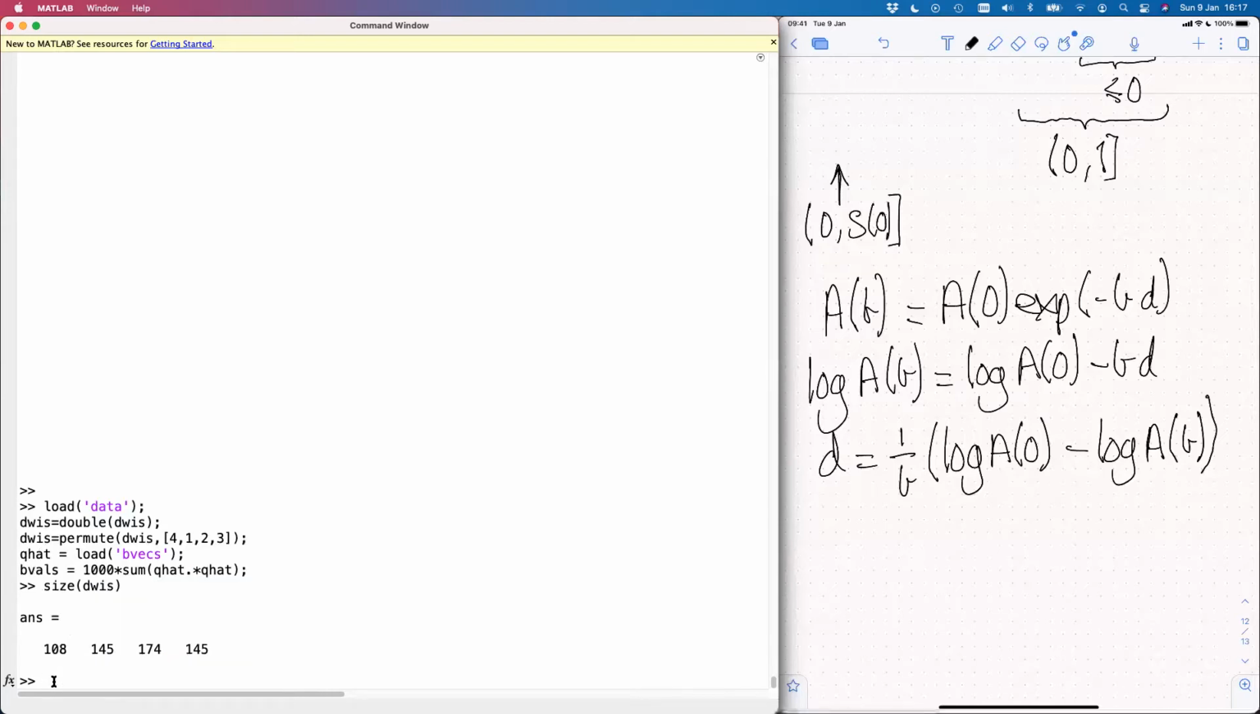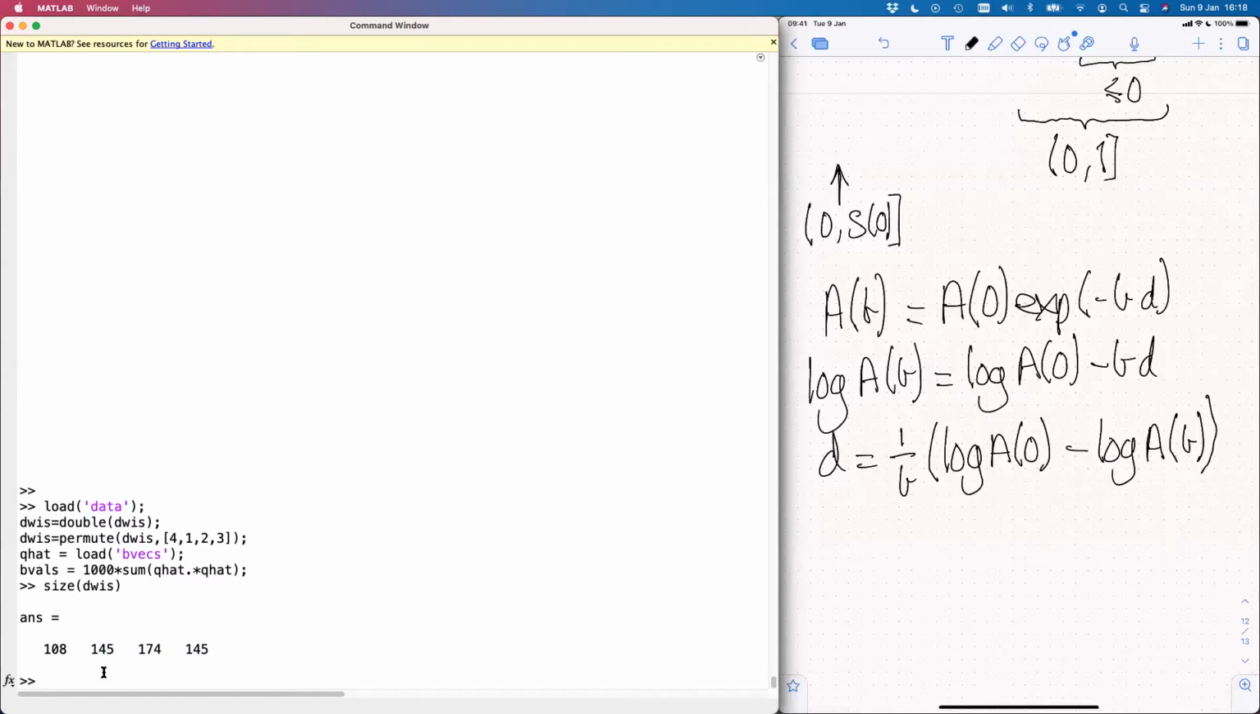DWIS then is a 4-dimensional array. It consists of 108 separate scalar images. Each of those images is volumetric, and so it has 3 dimensions. The last index here is the slices, so it consists of 145 horizontal slices through the brain, and each of those slices is a 2-dimensional image with 145 times 174 pixels or voxels.